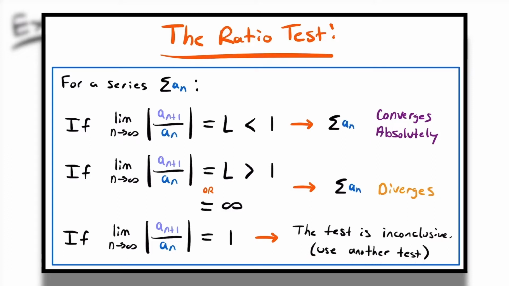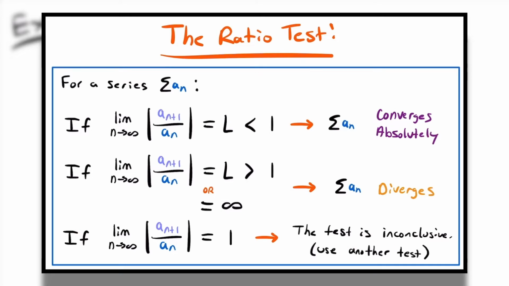another test. Okay, and so for a series, if we want to use the ratio test, we need to identify a sub n and write out a sub n plus 1, and then evaluate this limit. And depending on the value of that limit, we can conclude that our series either converges absolutely, that it diverges, or that the test is inconclusive.